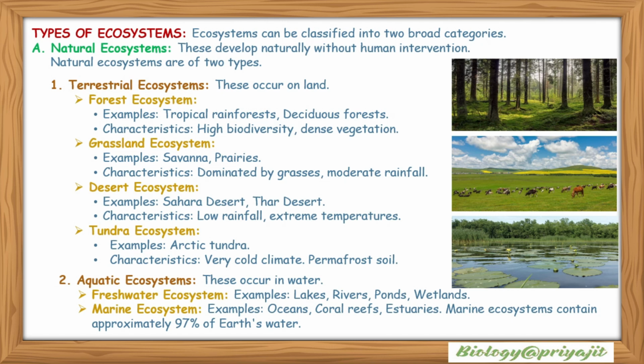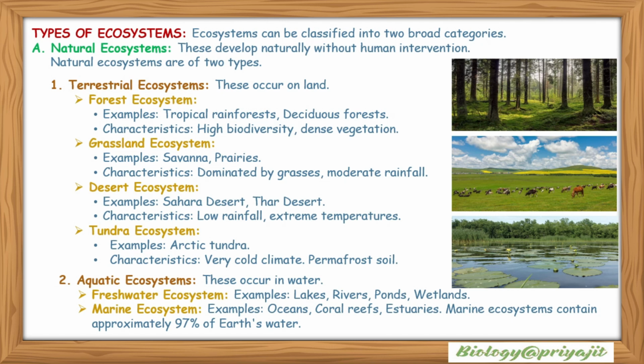Types of ecosystems. Ecosystems can be classified into two broad categories. Natural ecosystem, they develop naturally without human intervention. Natural ecosystems are of two types. Terrestrial ecosystem, these occur on land, like forest ecosystem, example tropical rainforest, deciduous forest. Characteristics are high biodiversity and dense vegetation. Grassland ecosystem, example savanna, prairies, characteristics dominated by grasses and they have moderate rainfall. Desert ecosystem, example Sahara desert and Thar desert, characteristics are low rainfall and extreme temperatures. Tundra ecosystem, example Arctic tundra, characteristics are very cold climate and permafrost soil.